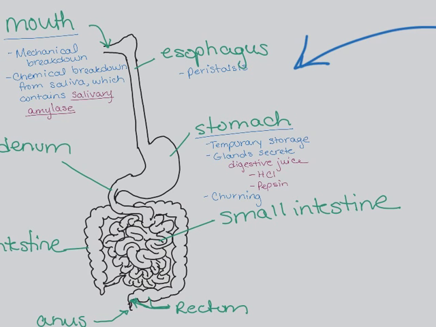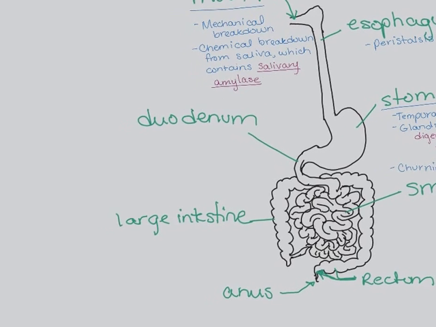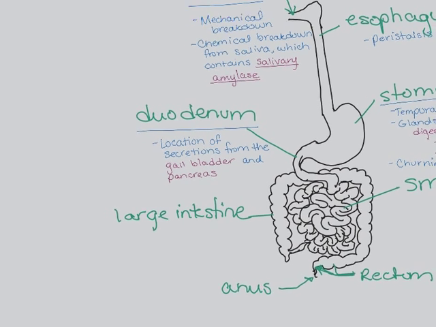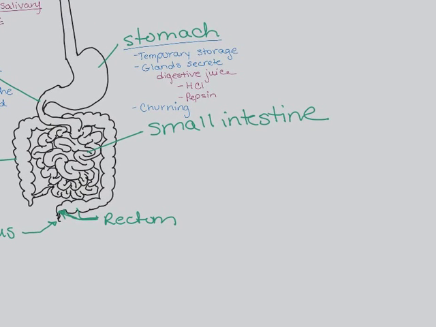From the stomach, we go to the first part of the small intestine, called the duodenum. In the duodenum, we have secretions that come from the gallbladder and the pancreas, and again, we'll get back to that here in a minute, but those are going to be dumped into the duodenum first, and then we move to the rest of the small intestine.